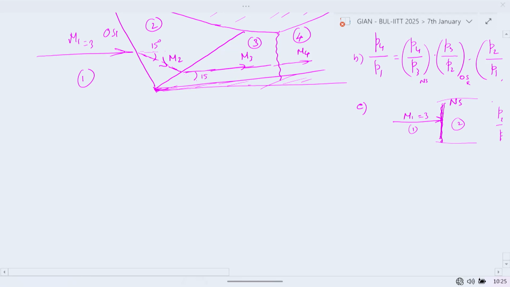So let's look at it. Oblique shock 1. You have M1 equal to 3 and theta 1 is equal to 15. With this, you can find the value of beta 1.